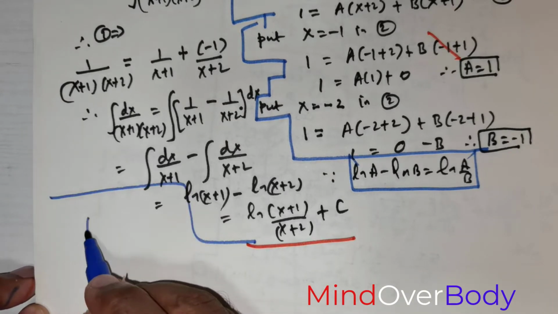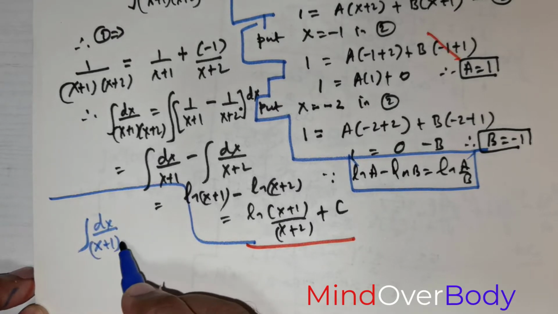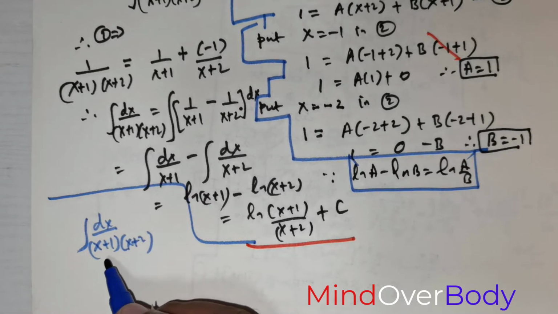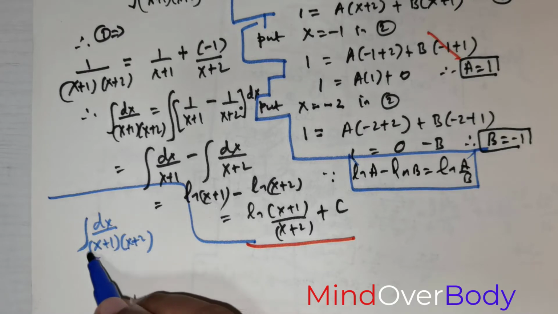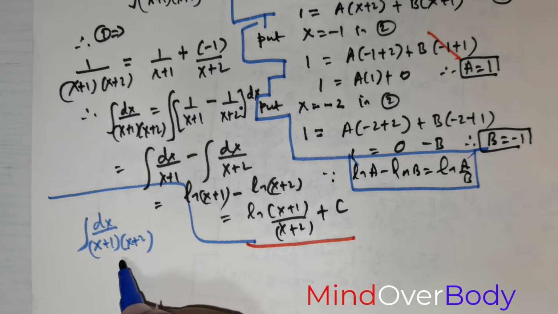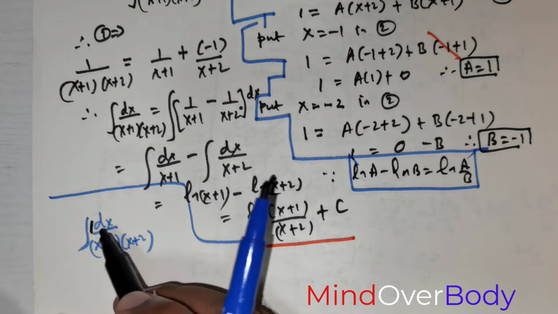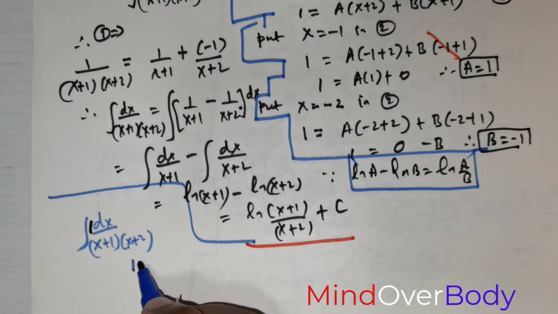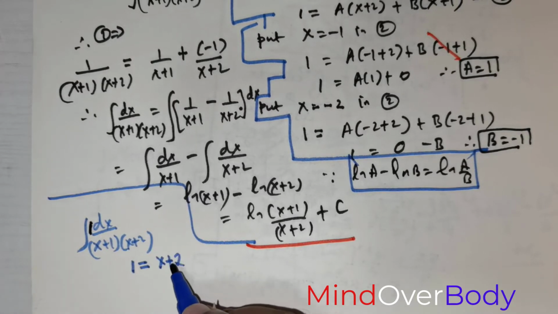Now we were given this integral, the integral of dx over (x+1)(x+2). Now the manipulation idea is I need to get rid of this term or this term so that there is just one particular term and it's simple to integrate. So that is the idea. For that, I will consider that there is a 1 in the numerator, and I'm going to rewrite 1 as x+2.